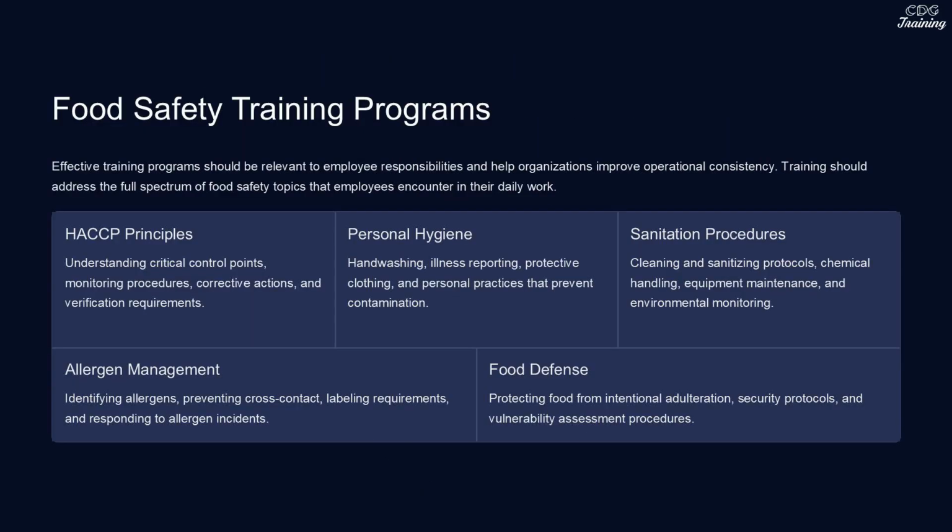Effective training programs should be relevant to employee responsibilities and help organizations improve operational consistency. Training should address the full spectrum of food safety topics that employees encounter in their daily work. By covering HACCP principles, personal hygiene, sanitation procedures, allergen management, and food defense, organizations can ensure comprehensive food safety training.